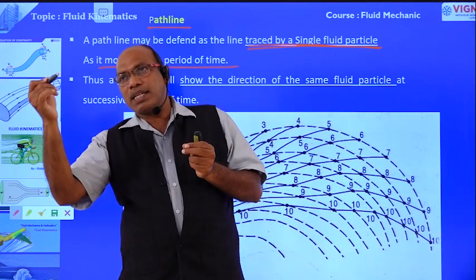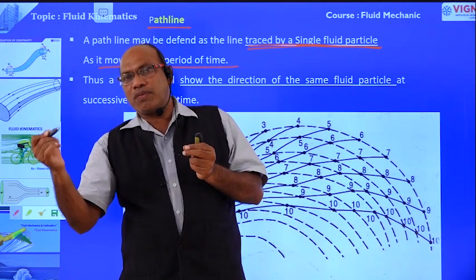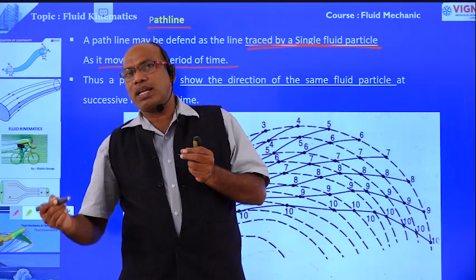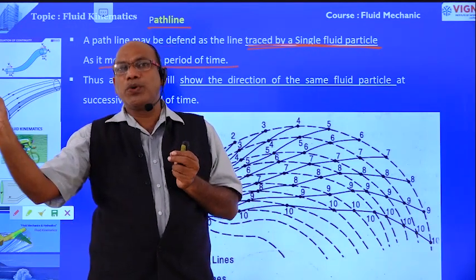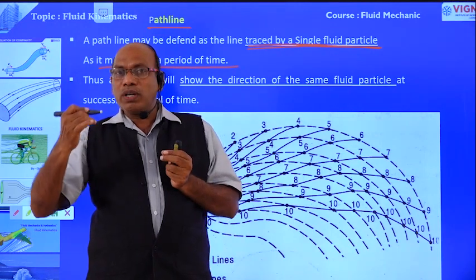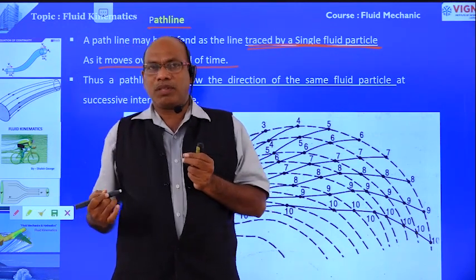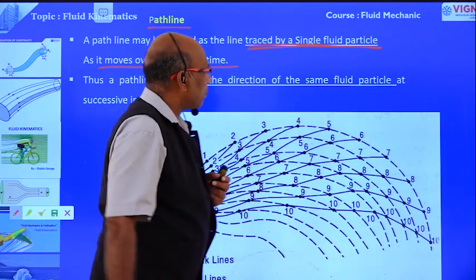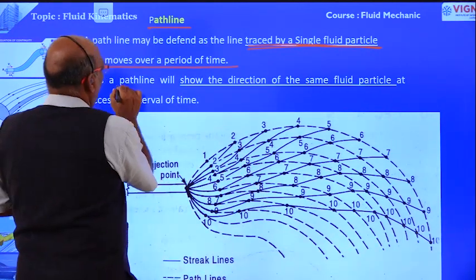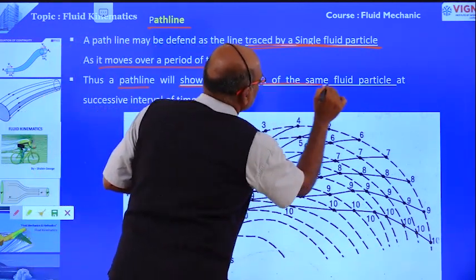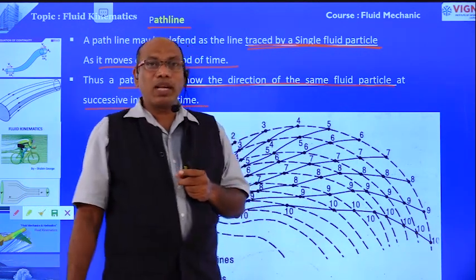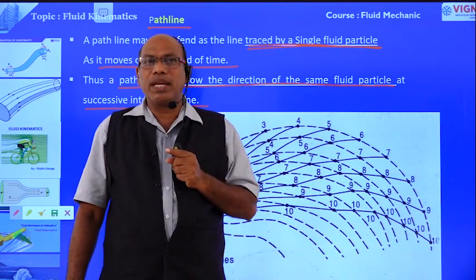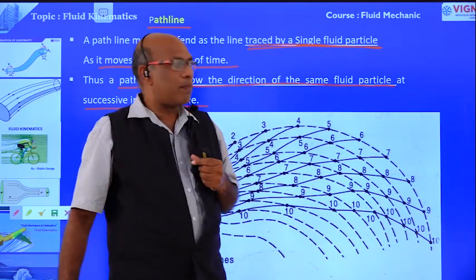After 1 second, it has a different direction, and after another second, again a different direction. That means the path line is traced by a single fluid particle moving over a long time. Okay, that is the path line. Also, the path line shows the direction of the same fluid particle at successive time intervals.